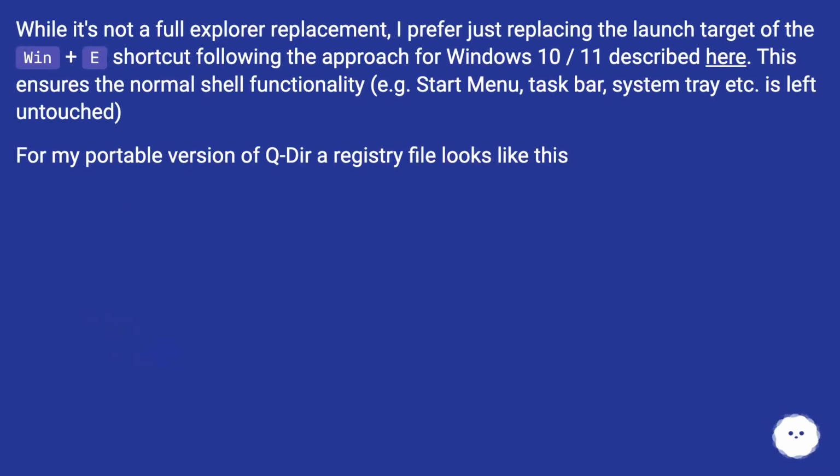While it's not a full Explorer replacement, I prefer just replacing the launch target of the Win+E shortcut, following the approach for Windows 10/11 described here. This ensures the normal shell functionality, e.g. start menu, taskbar, system tray etc. is left untouched. For my portable version of Q-Dir, a registry file looks like this.